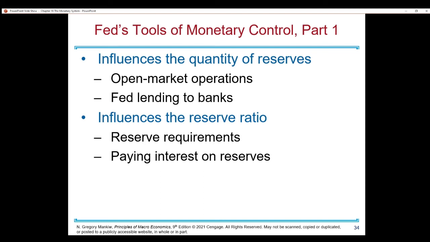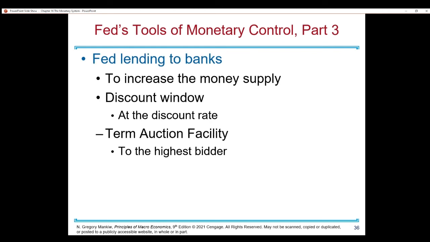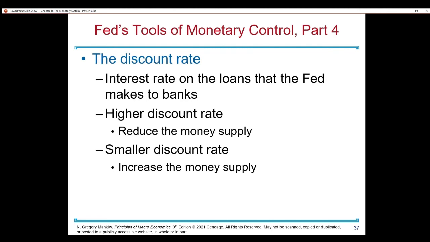It also lends to financial institutions when they're in trouble. Wall Street brokerage firms will borrow from the Fed if a stock market just crashes, as an example. So the Fed will lend to banks, and it will also lend to some financial institutions during certain times. So we covered open market operations, Fed lending to banks, and the discount rate.